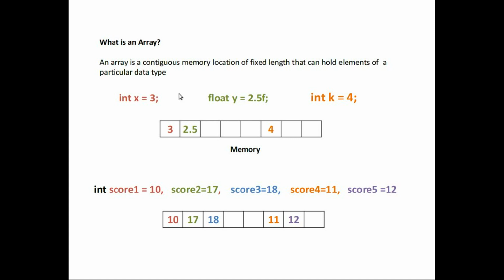Let's say we want to store variables, right? We know how we declare variables. We want to store some values. So I declare here, I say int x is equal to 3. What happens is 3 is kept in some memory location there and I can access it using the variable x. I say float y 2.5 and the value is kept in some memory location here and I can access it using y. Same thing with int k is equal to 4.